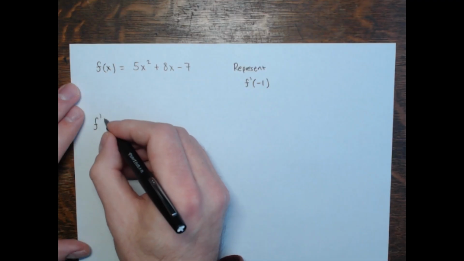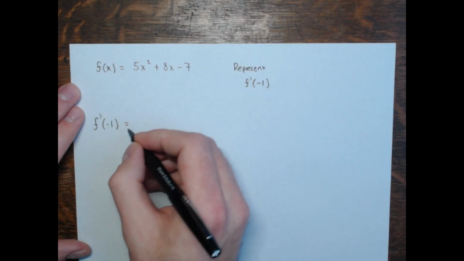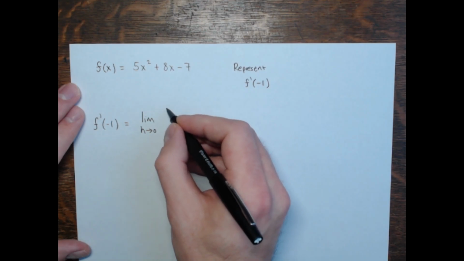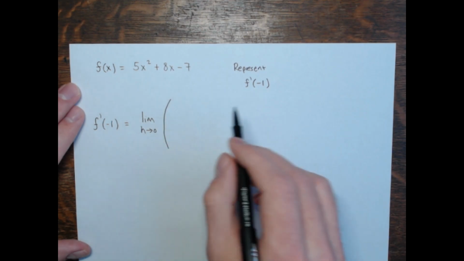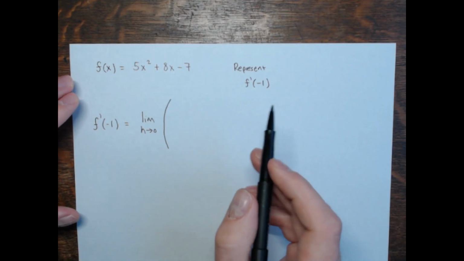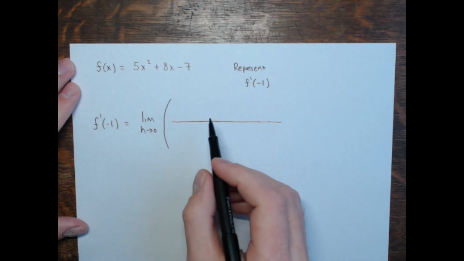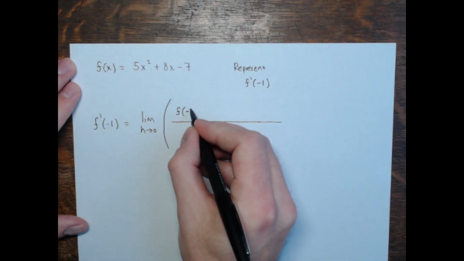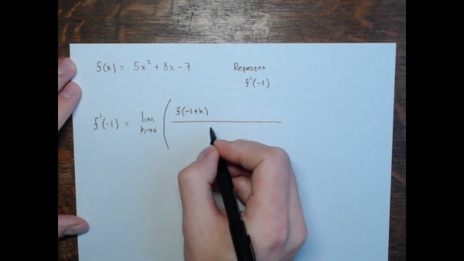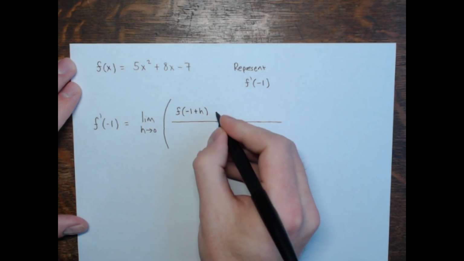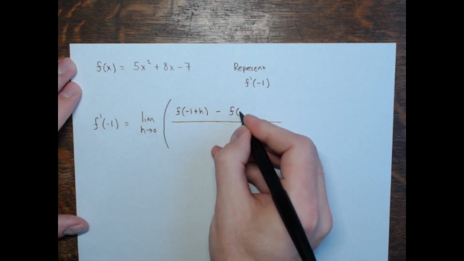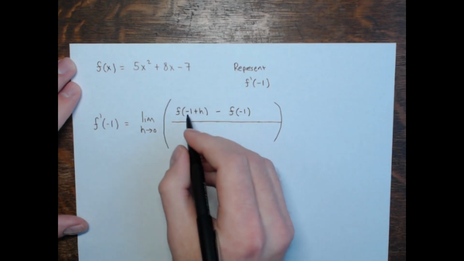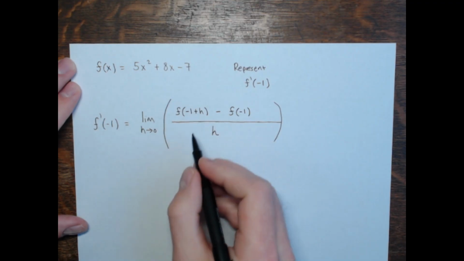So remember that second definition: f prime at -1 would be the limit as h approaches 0 of. Here's what we're going to type in. In the numerator, you have the value of the function at -1 plus h, or h minus 1, then minus the value of f at -1. That's all the change in y in the secant lines, and then divided by h.